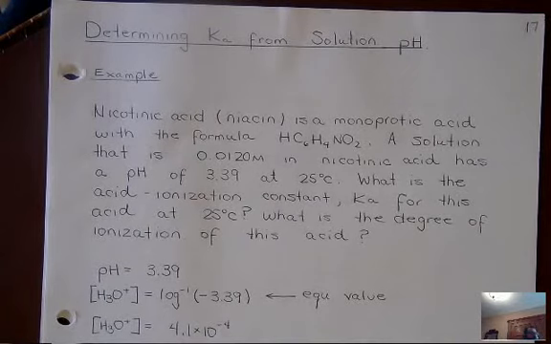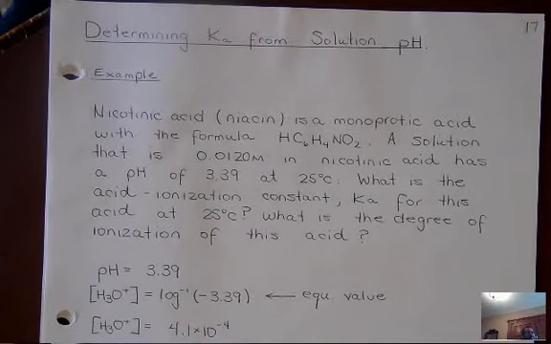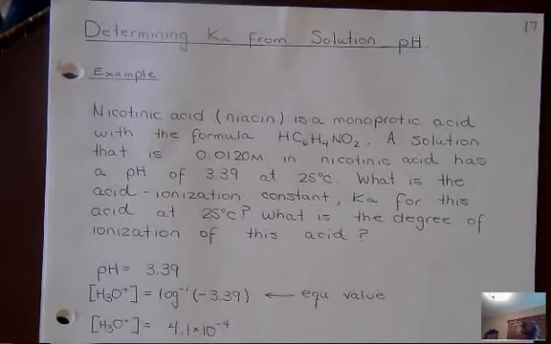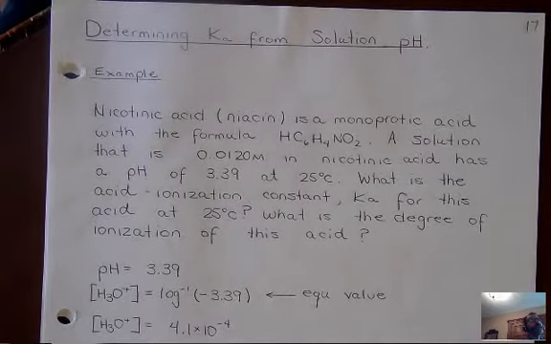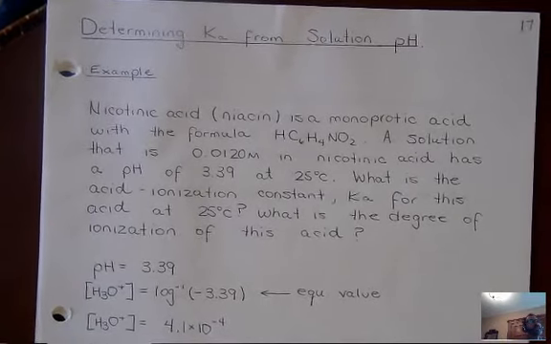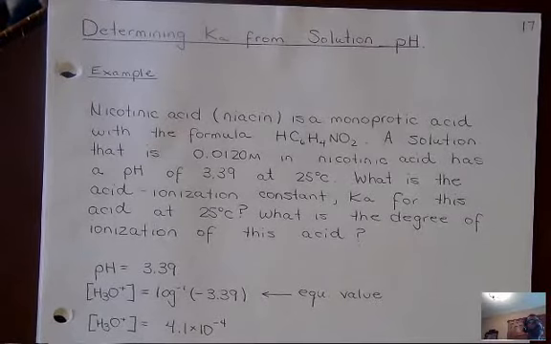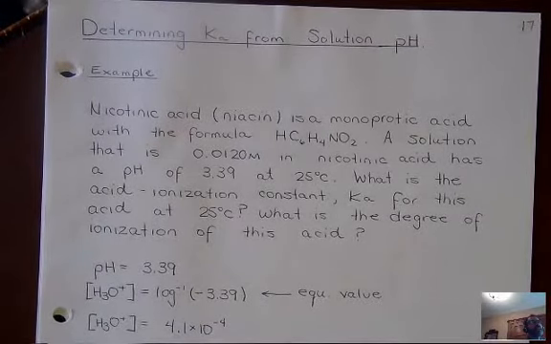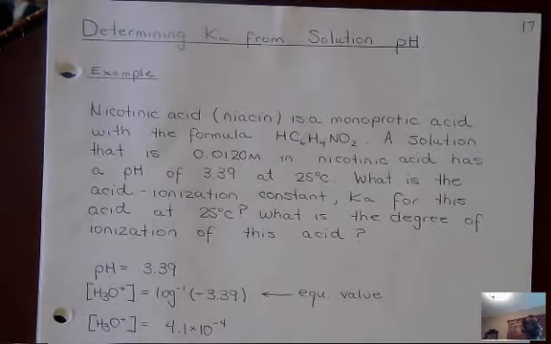Let's read it. Nicotinic acid, which is the acid that makes niacin, is a monoprotic acid with the formula HC6H4NO2. A solution that is 0.0120 molar in nicotinic acid has a pH of 3.93 at 25 degrees C. What is the acid dissociation constant? We're going to try to calculate the acid dissociation constant, Ka, for this acid at 25 degrees. What is the degree of ionization of this acid?